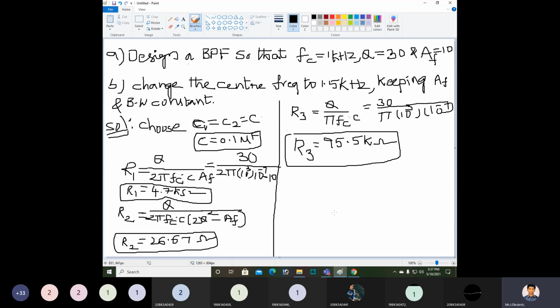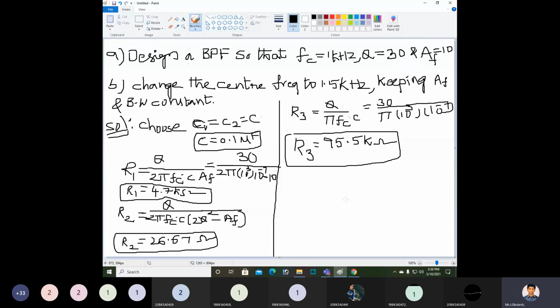Okay, what is the second question, the B question? In the question, what is the B? Change the center frequency to 1.5 kilohertz. If you change the center frequency to 1.5 kilohertz.